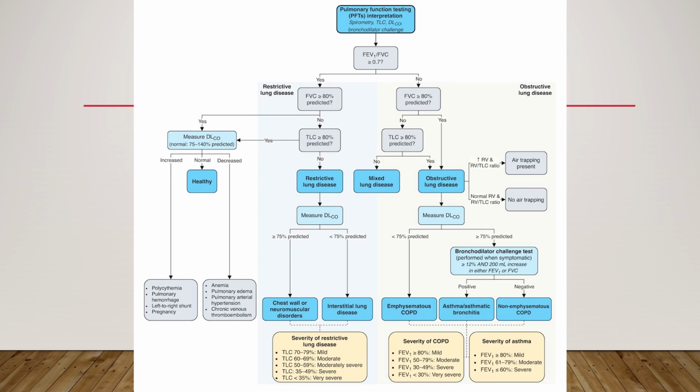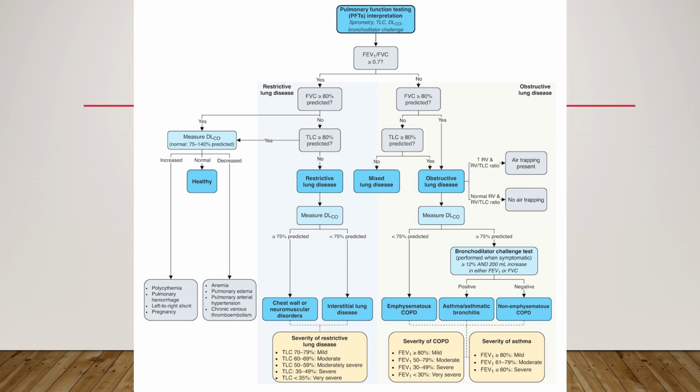This chart breaks down the differences between restrictive lung diseases and obstructive lung diseases based on FEV1 to FVC ratio. And so if we look at this flow chart, their pulmonary function testing, their FEV1 to FVC ratio, is it greater than or equal to 0.7? If it is, then we're going to travel over towards that left side. If it's not, then we're going to travel over towards the right side. So following the path for no, then we look at, is their forced vital capacity greater than 80% predicted for their age? And if it is, then we're looking at an obstructive lung disease.